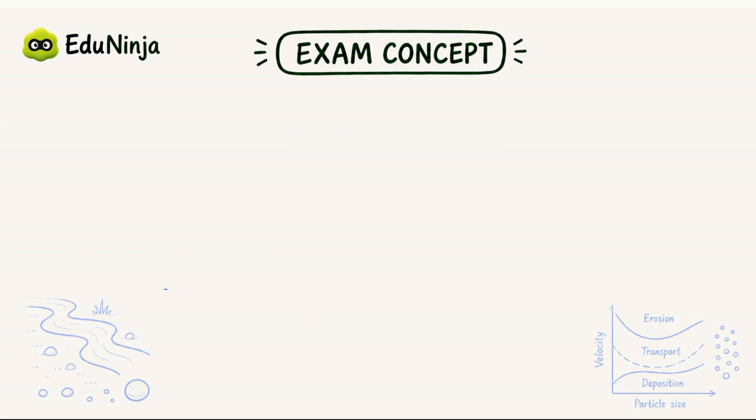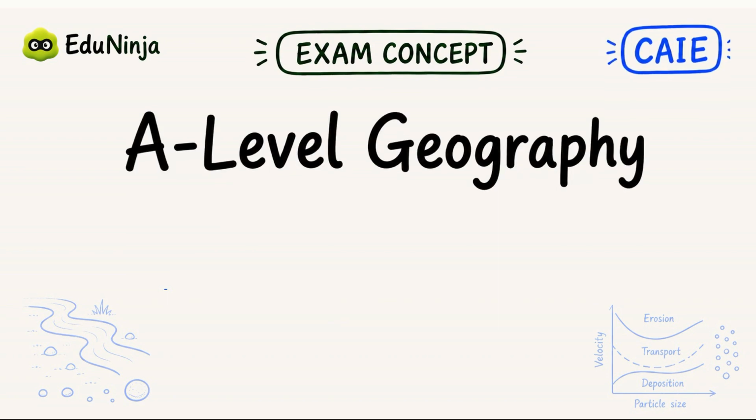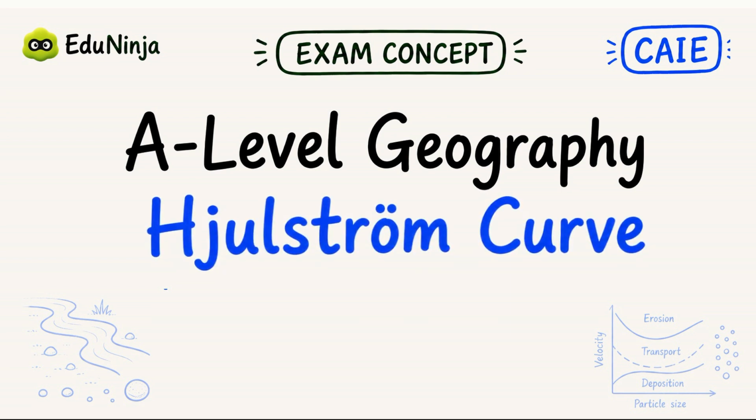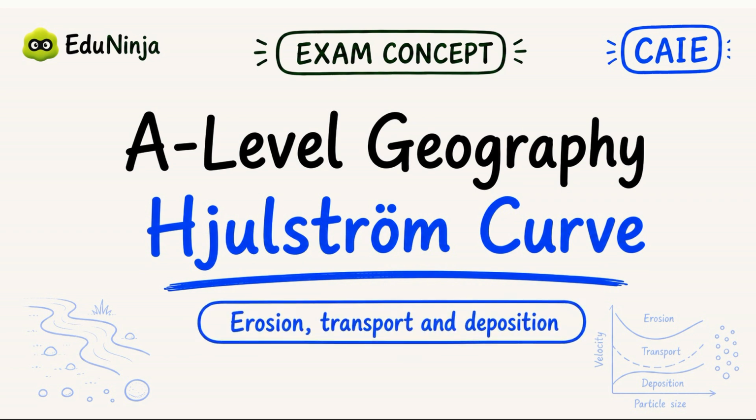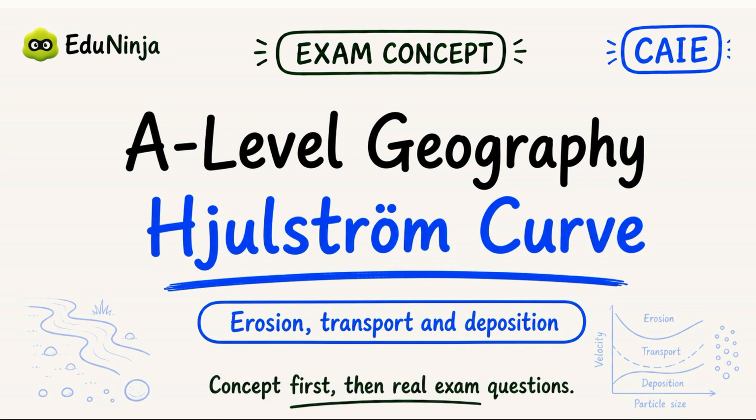Today we are studying A-level geography for CAAE. Our topic is the Hjulström Curve. It helps us connect river velocity with erosion, transport, and deposition. We will break down the diagram first, then apply it to real exam questions. Concept first, then real exam questions.